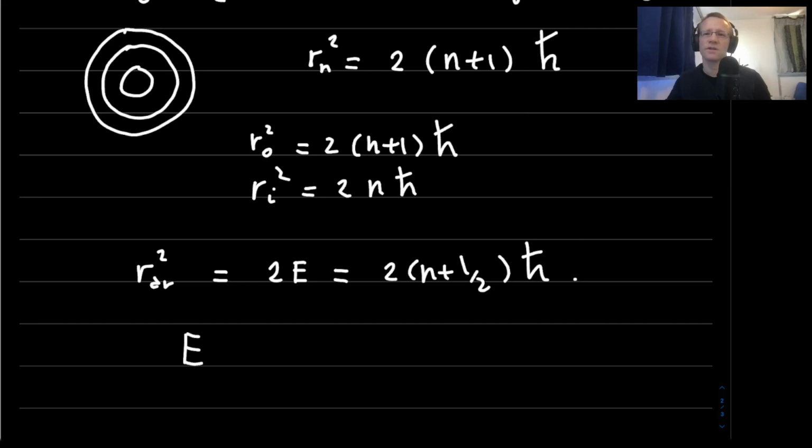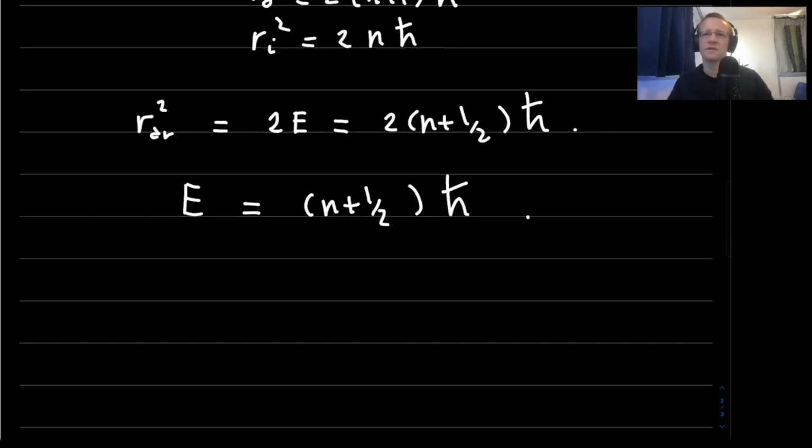Therefore, the energy of the harmonic oscillator states is n plus a half h bar. This is indeed a standard result, which we have obtained from a very intuitive phase space quantization.